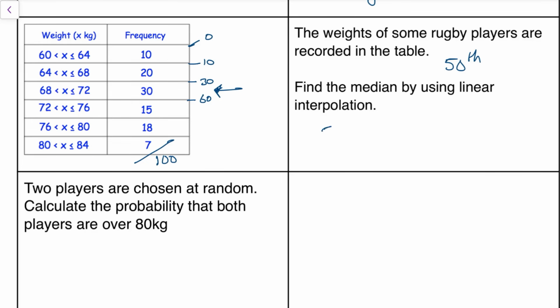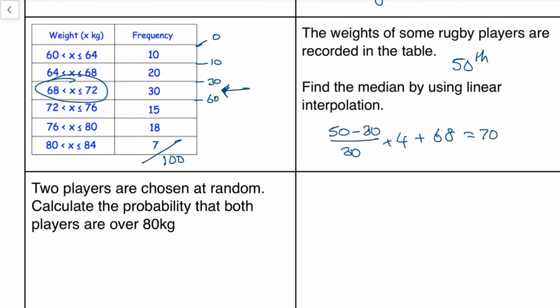Now, linear interpolation. I want the 50th person where I'm starting from the 30th, in other words, 20 along. There are 30 in the category. The category itself is 4 long. The difference between these two numbers here is 4. And then I need to add on the initial value, which is 68. Calculator out, and that gives me 70.6666, but let's call it 70.7 kilograms.